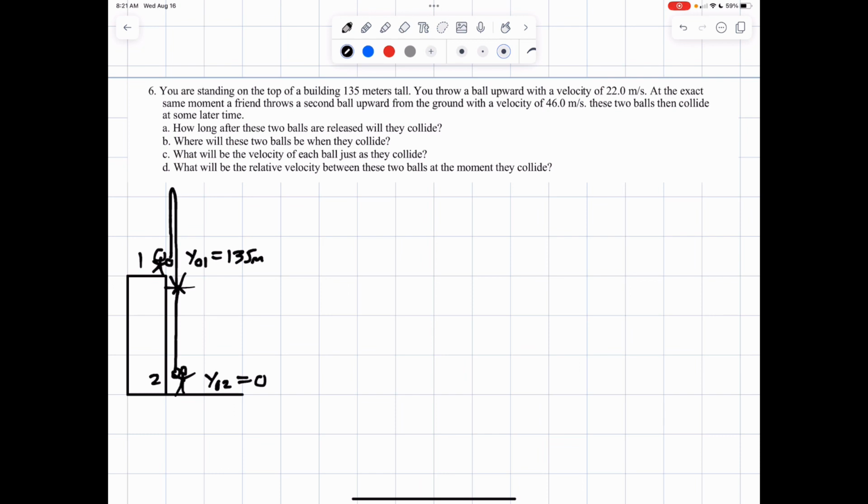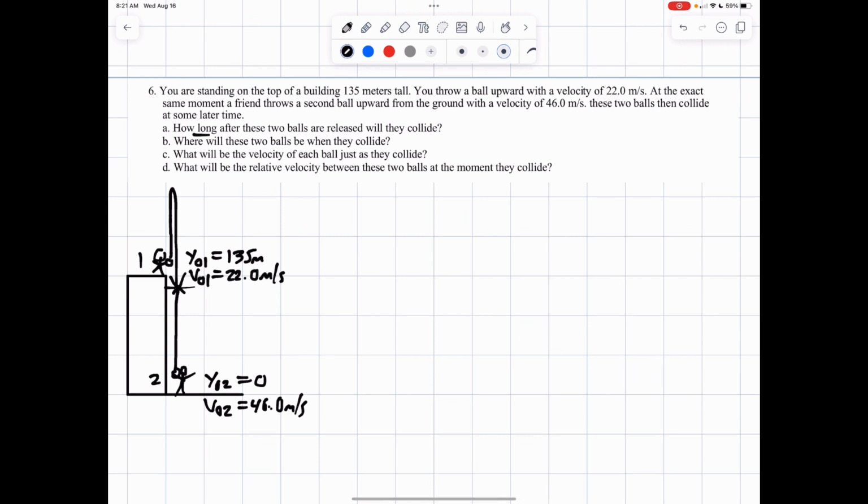So keep that in mind. V naught 1 would be 22 meters per second, and V naught 2 down here would be 46 meters per second. So I'm just establishing very specific subscripts for very specific people when we have two objects moving in the same reference frame. All right, so now something to consider.